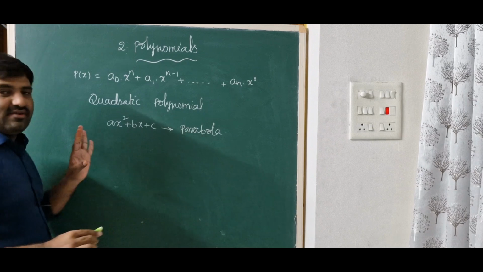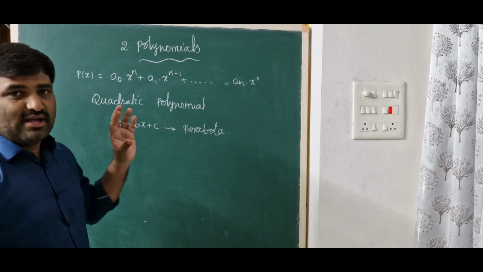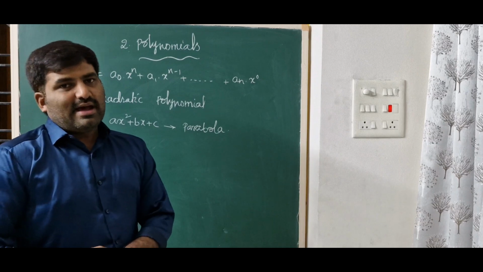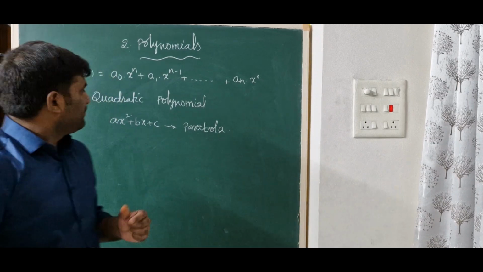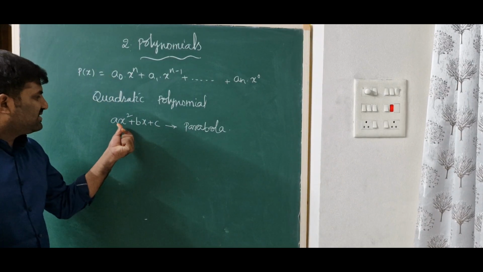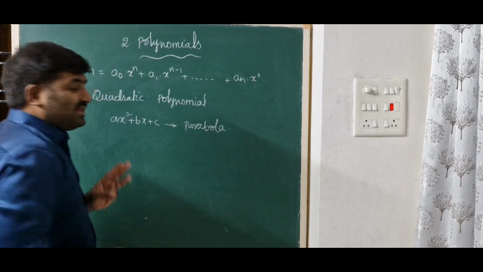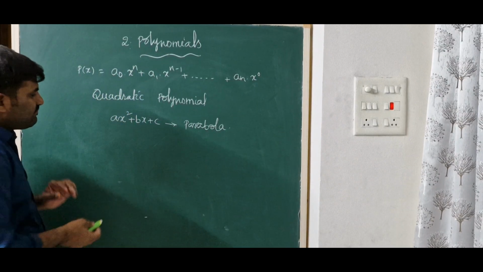Now you are going with the revision, that's why I am taking the main topics and giving a brief explanation, and one or two topics I will completely cover in this video. So the general form of the quadratic polynomial is ax square plus bx plus c. The shape of the graph is a parabola. There are three cases for this graph.